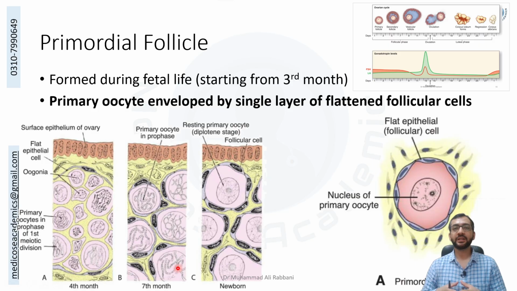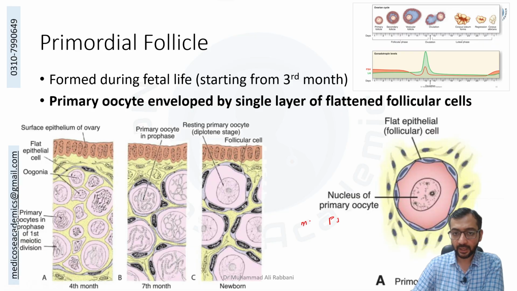So what is a primordial follicle? The one that we studied in the previous step at the reserve stage, that was the primordial follicle. The primordial follicle consists of a primary oocyte stuck in prophase 1 of meiosis 1, and in prophase 1 there is the diplotene stage, and it is surrounded by a single layer of flat follicular cells. So this was the primordial follicle.